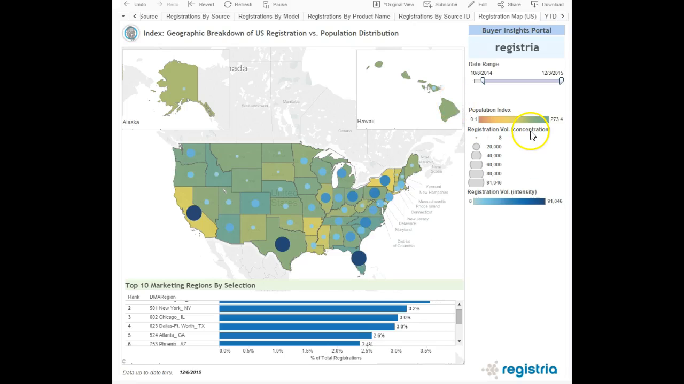Hello and welcome to a brief tutorial on the navigation and use of the Buyer Insights portal, powered by the Registria platform and Tableau software.